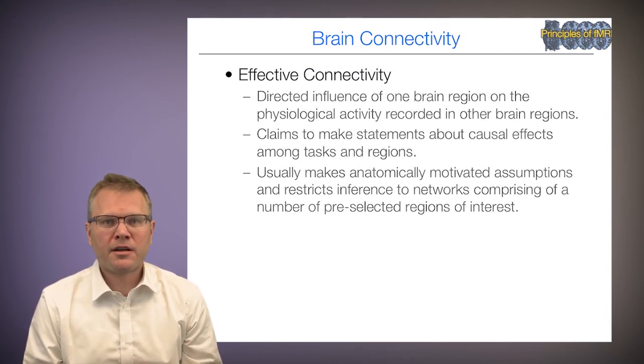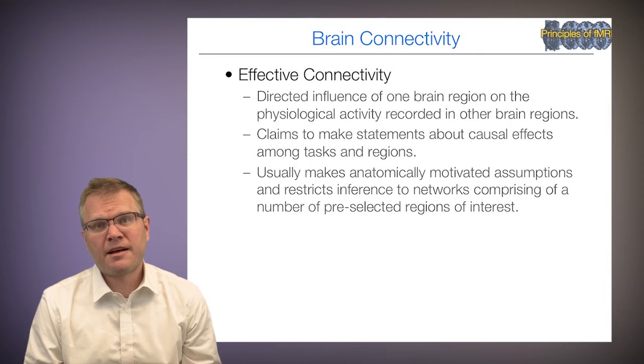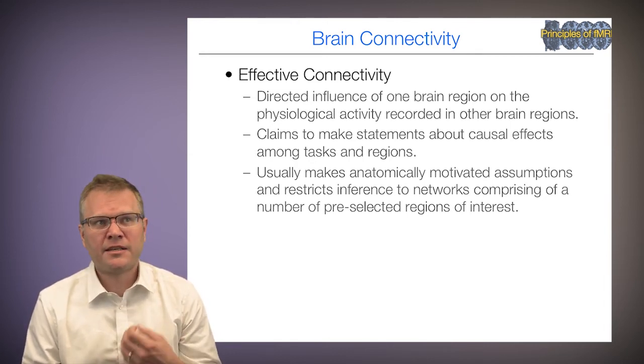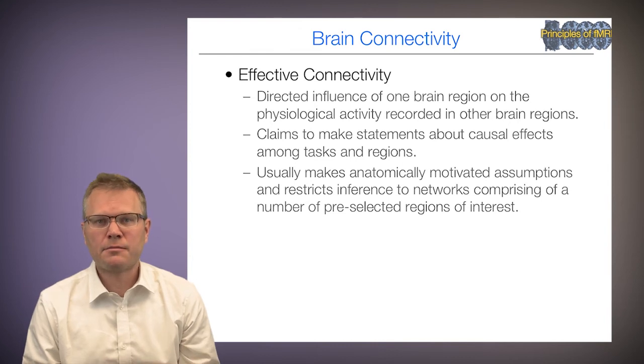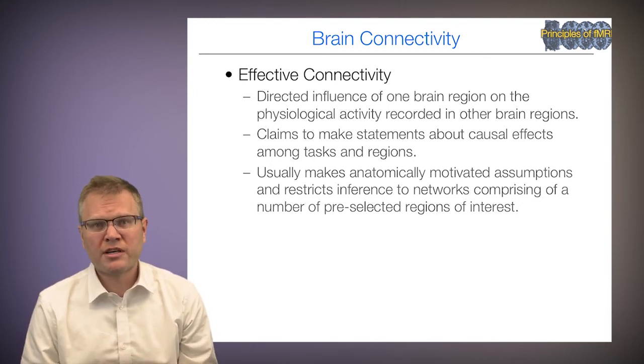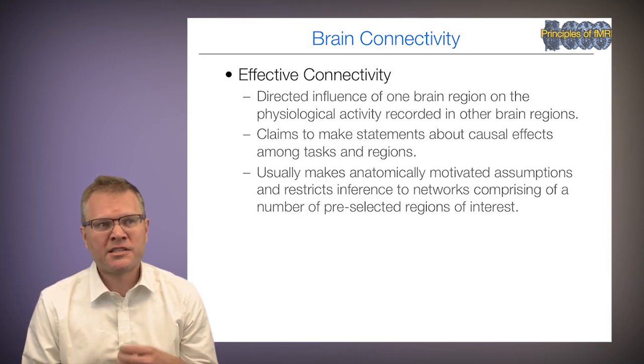The other type of connectivity that we're going to be talking about in later modules is effective connectivity. And effective connectivity is defined as the directed influence of one brain region on the physiological activity recorded in other brain regions. So this makes stronger conclusions. It claims to make statements about causal effects among tasks and regions. And here, in effective connectivity methods, we typically make anatomically motivated assumptions and restrict inference to networks comprising a number of pre-selected regions of interest.